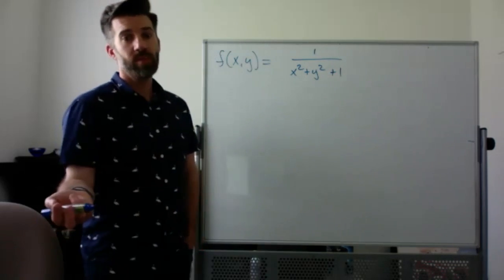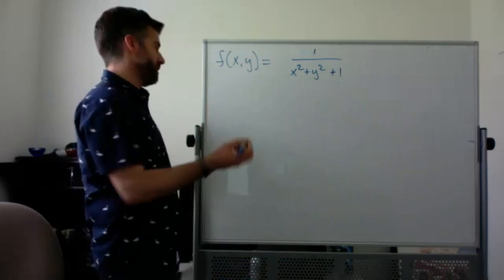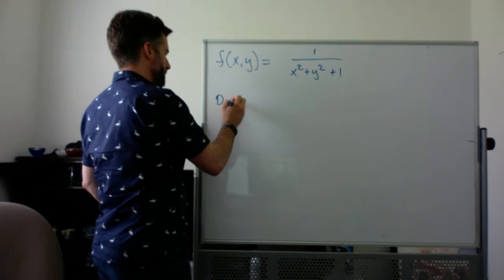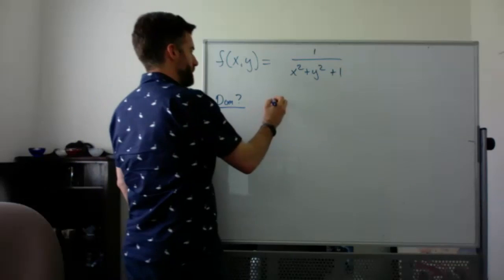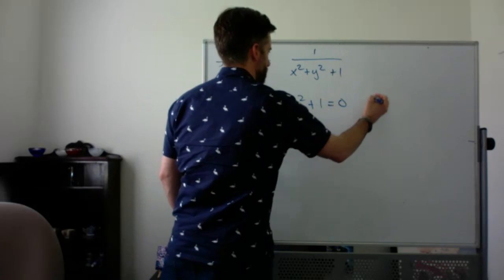Now this one, there might be a domain issue, right? The denominator could end up being 0. So we have to think about the denominator. Is there a solution to x squared plus y squared plus 1 equal to 0?